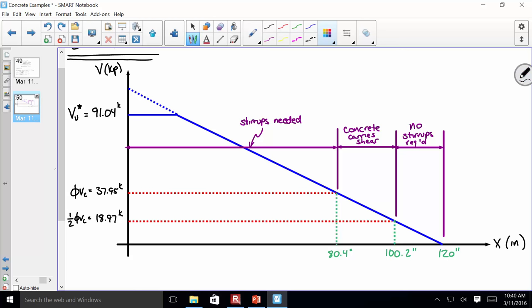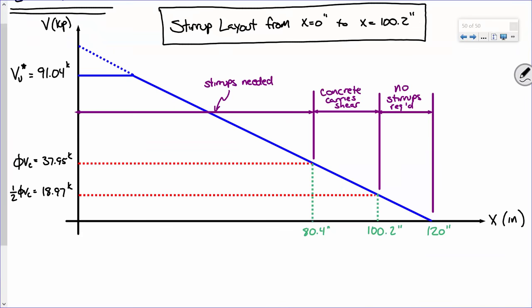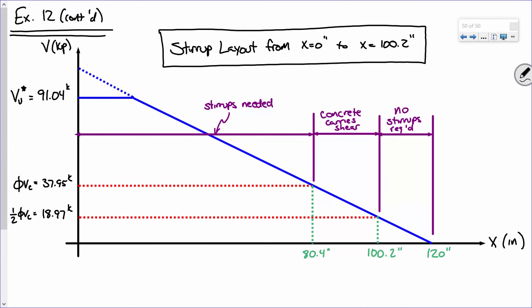So what I'll do is say, stirrup layout from x equals 0 to x equals 100.2. What do you think? Was that too complicated? Was that straightforward? Any questions?